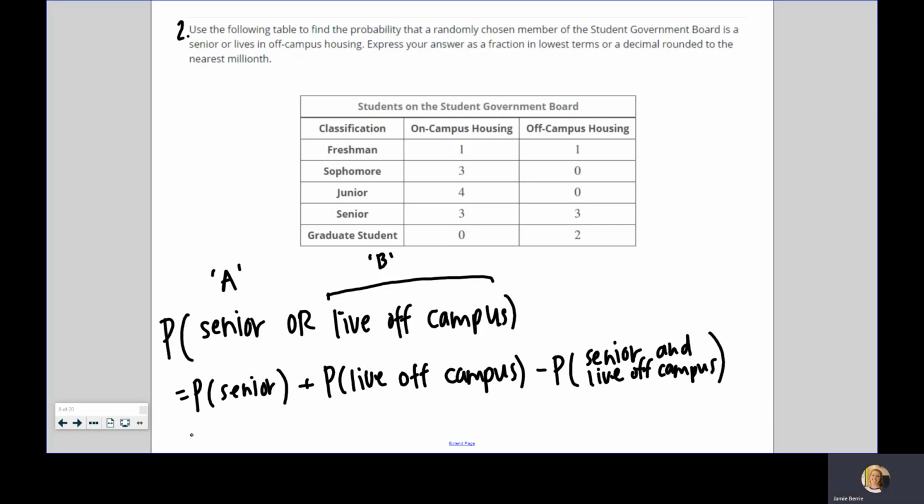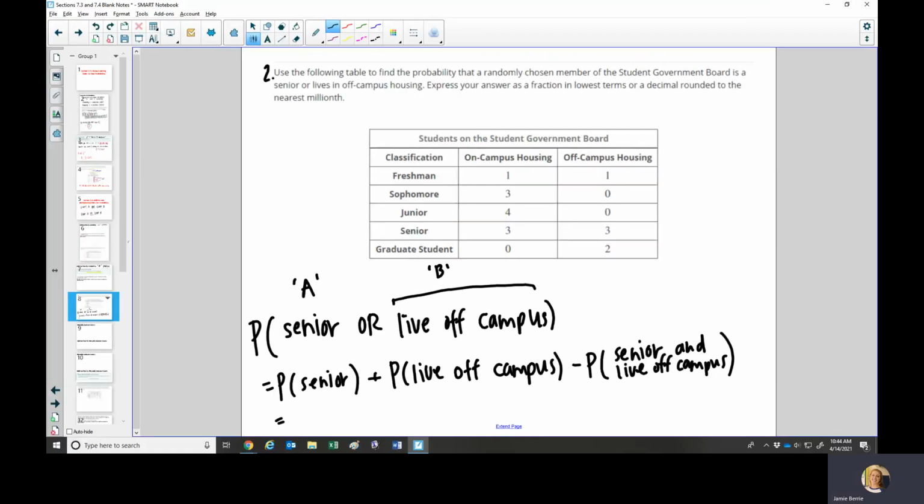All right, so let's find these probabilities. All right, so we have this table here. It says we have freshmen, sophomores, juniors, seniors, and then graduate students. Let's find the total number of students altogether first, because we're going to need to know the total. Remember, probability is success over total. So let's add up these numbers.